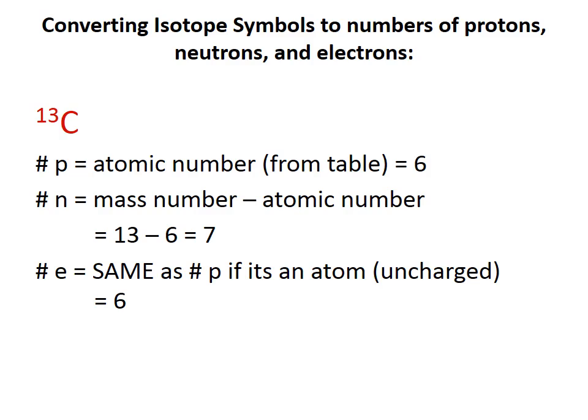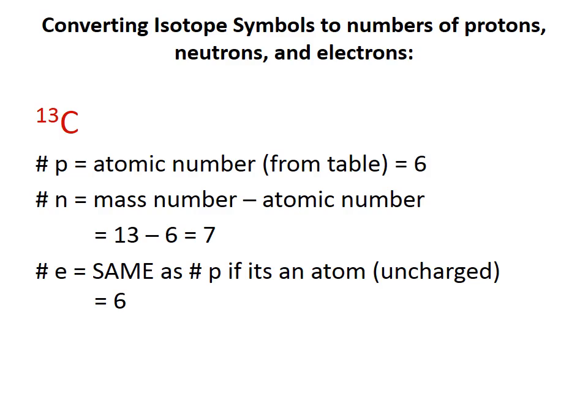Immediately, I can look up the number of protons from the atomic number. And I usually always want to start with protons because that's fixed by what element it is. So I go to a periodic table, I find carbon, and I see it has an atomic number of 6, which means that the number of protons is 6. Now that I know that, I can determine the number of neutrons. The mass number, 13, minus the atomic number, 6, is 7, and that's the number of neutrons.